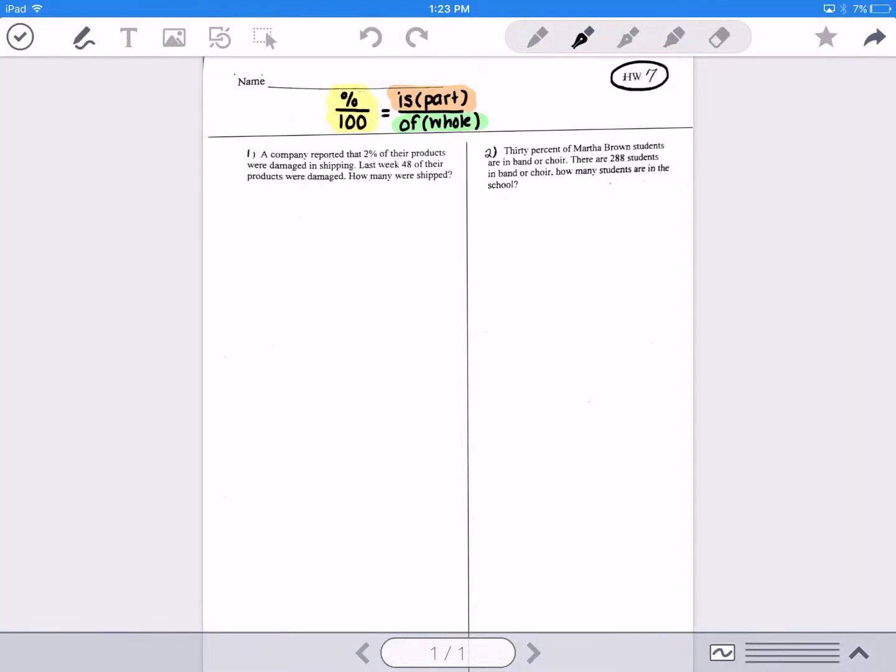In this video, I'm going to show you how to solve a percent word problem. And we're going to use this proportion up here to help us analyze the word problem and figure out which part is missing and which part we need to solve for. So let's start with question number one.